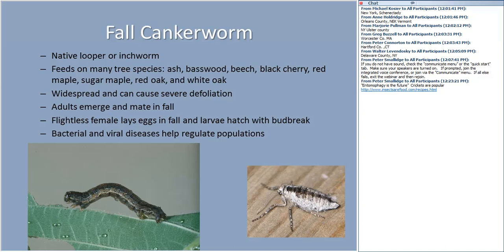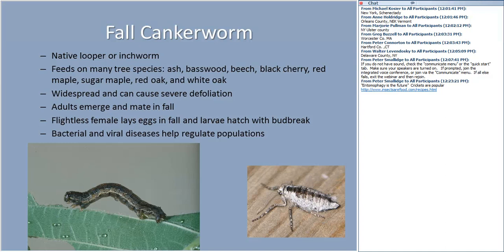Can cause severe defoliation. Once again, this is an early defoliator. So when it actually causes severe defoliation, it might cause the tree to refoliate. And once again, it's very, very dependent on bud break. It's a timing issue. So what happens is basically the caterpillar eats the leaves, it drops down into the soil, develops into an adult. The adults emerge in fall. And that's why they call it fall cankerworm.